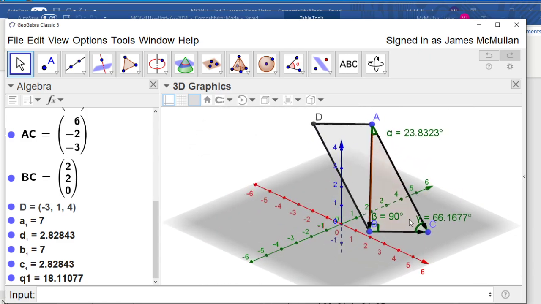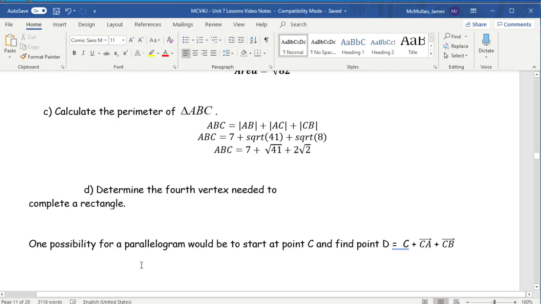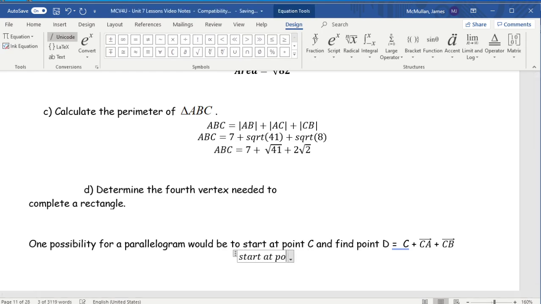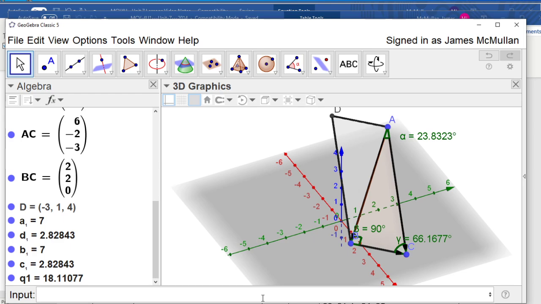Another point we could use to complete a parallelogram, let's see if we can apply the same thinking. Another parallelogram would be to start at point A and find a point, let's call it D2, which is equal to A. We'll start at point A, then add vector AC, and then add vector AB. So what happens if I do this? D2 equals A plus AB plus AC.